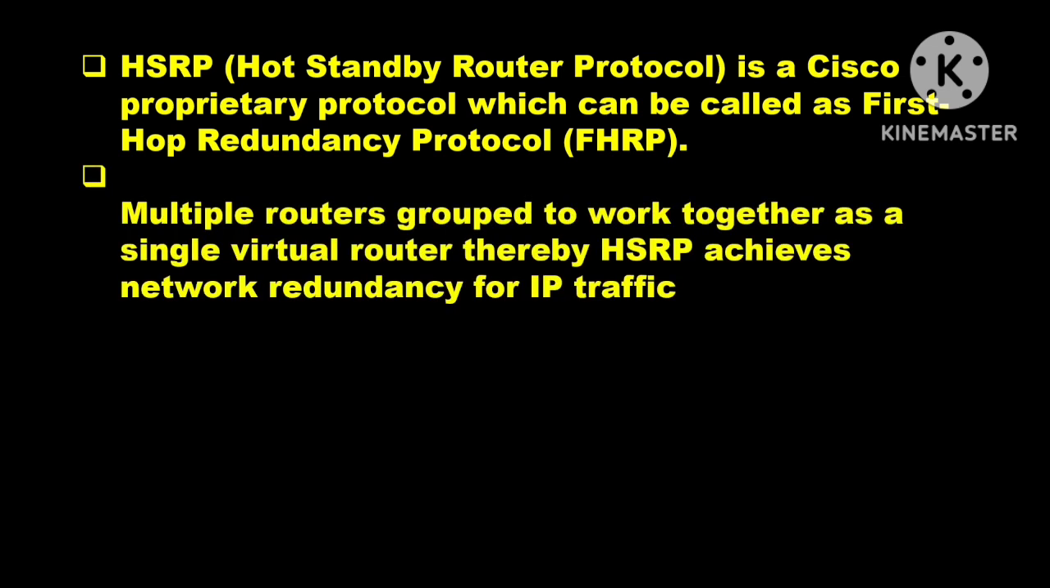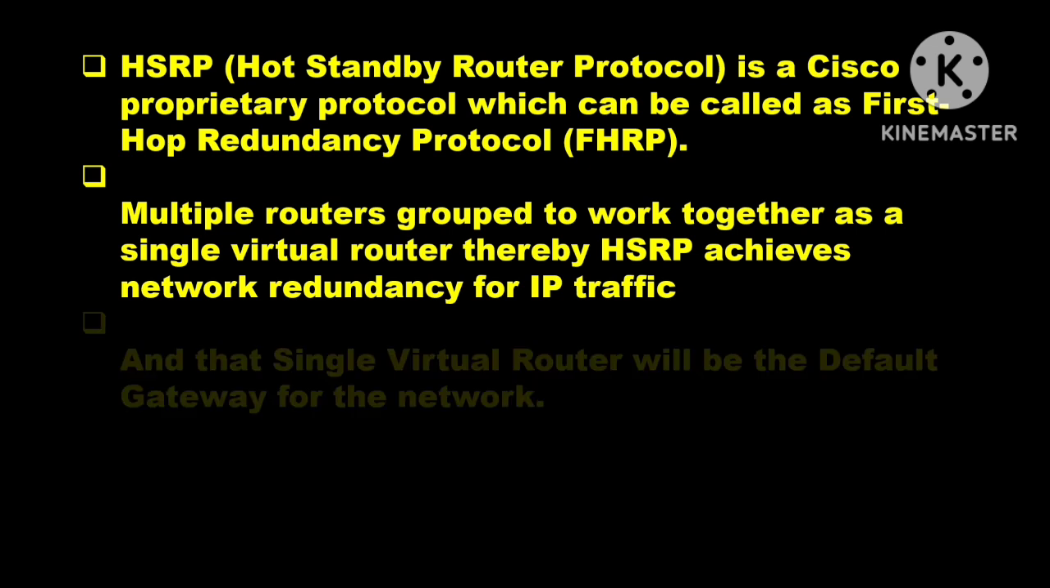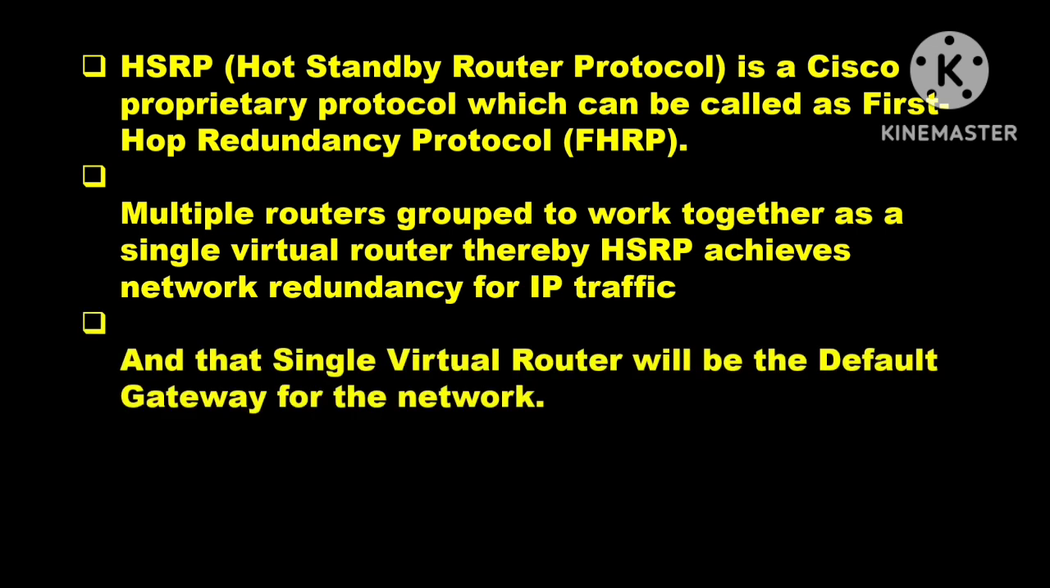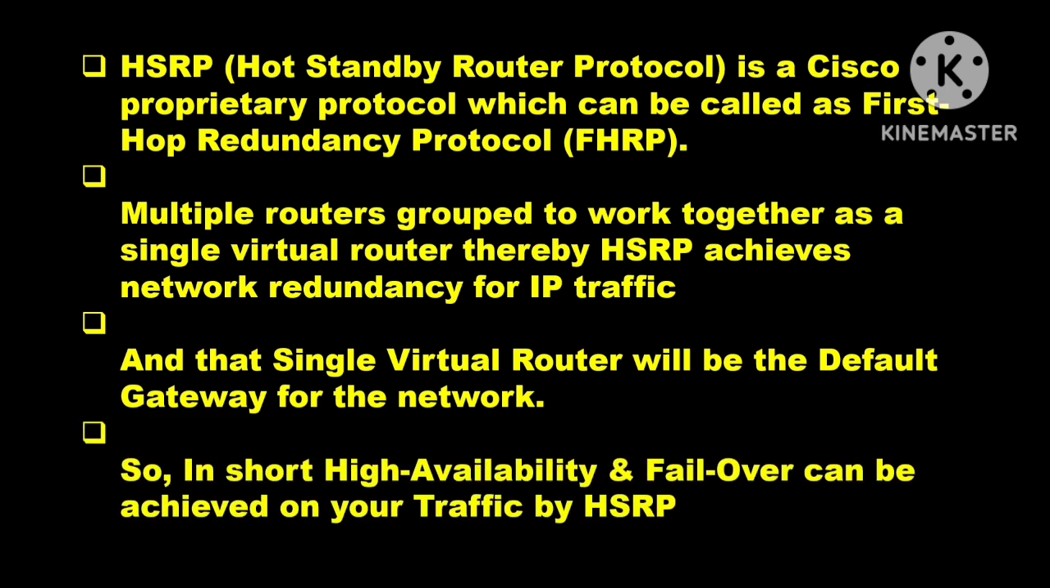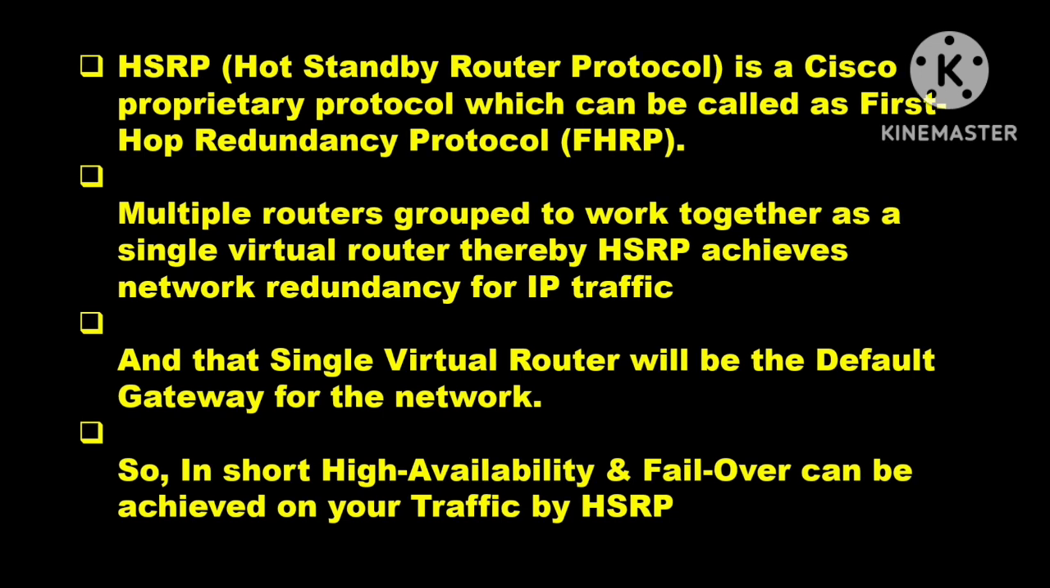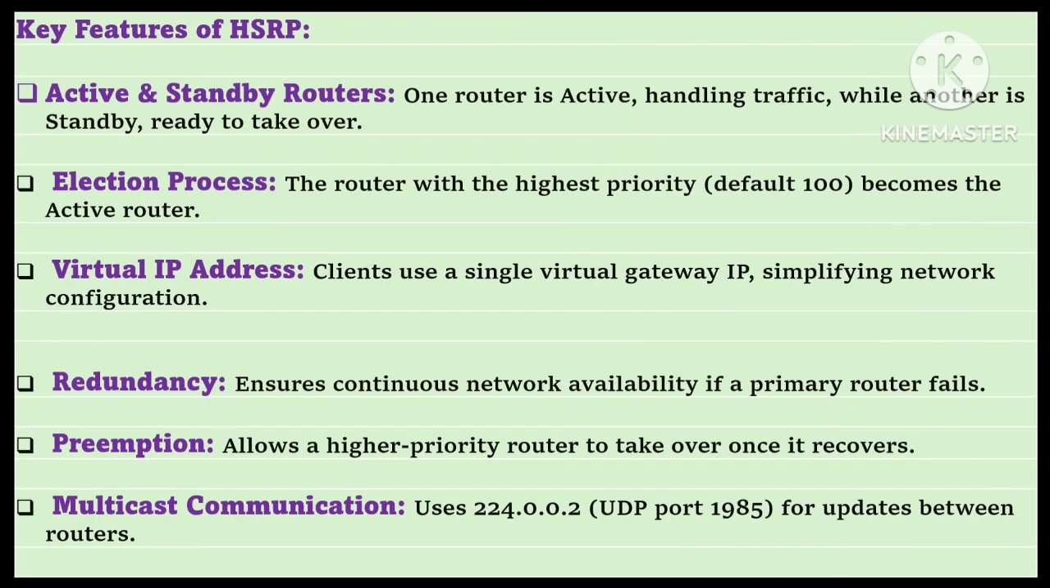So as I told, HSRP is a Cisco proprietary protocol which can be called an FHRP. And as I told, multiple routers are combined together as a group and assigned a virtual IP address to act as a virtual gateway. There is no single point of failure by achieving this kind of process through HSRP, and you can achieve high availability and failover by using HSRP in your network.